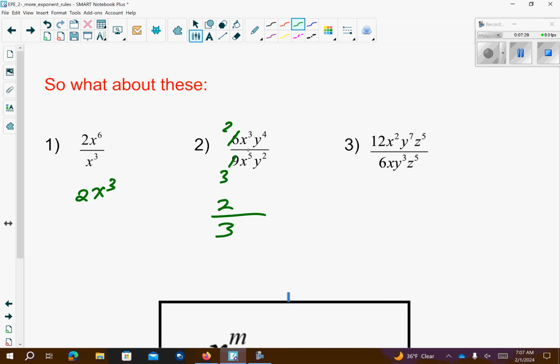Again, if you have any questions about these, please let me know. So this is our new rule. Okay, we're relating this to tug of war. Who wins, top or bottom? Okay, so it means you're subtracting the exponents from each other.